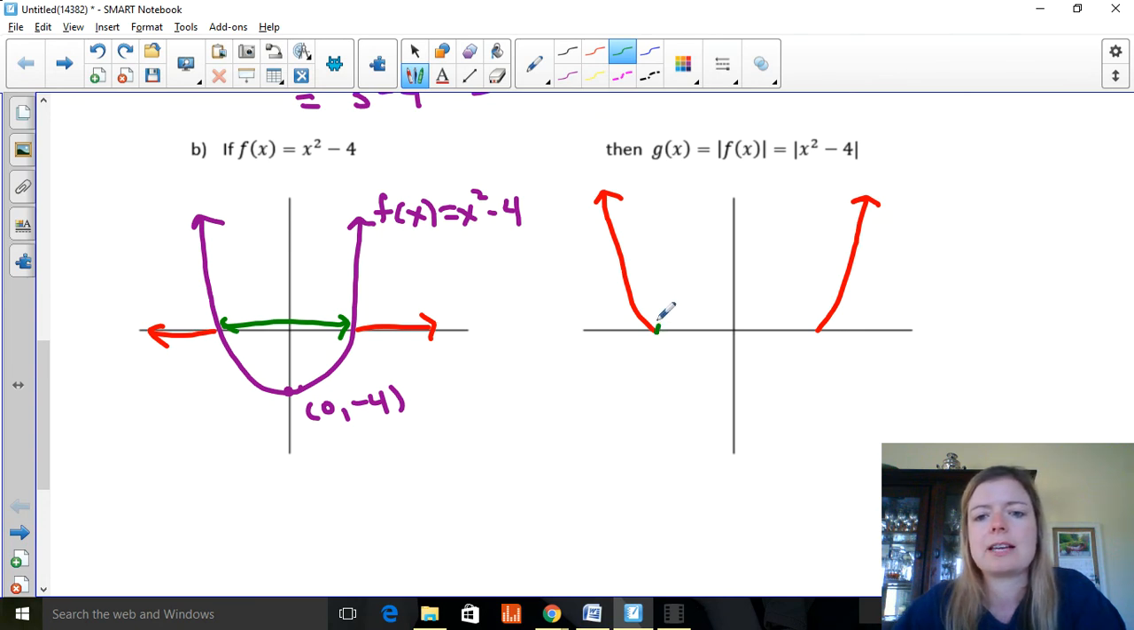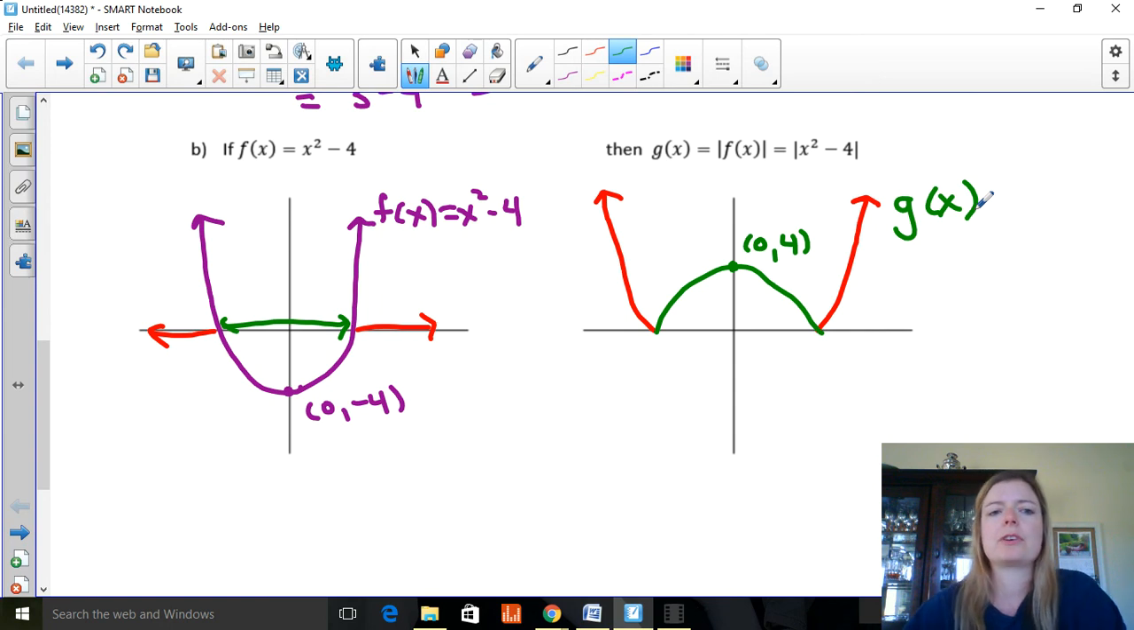So in the middle here, it's actually going to look like this. It's just a reflection, where this point here is (0, 4). Because again, what those absolute value signs do is they take what is negative, so these negative y values, and they make them positive. So this is your graph of g of x.